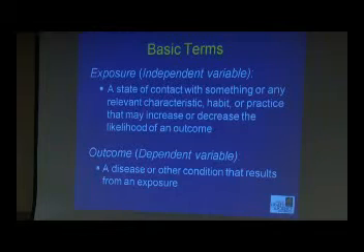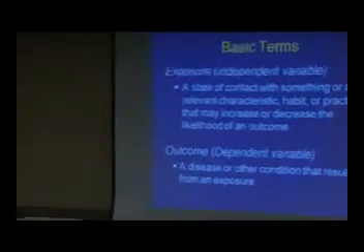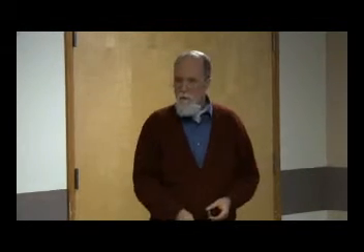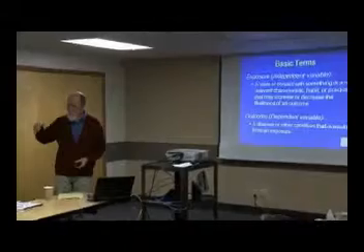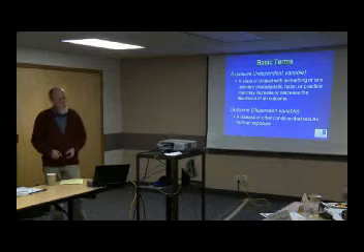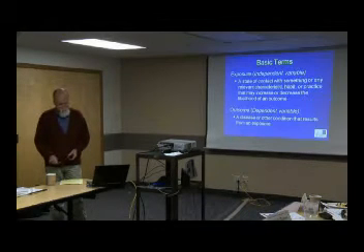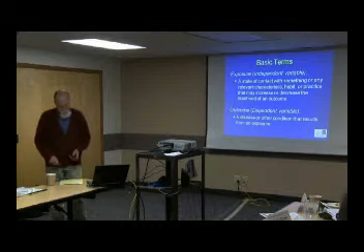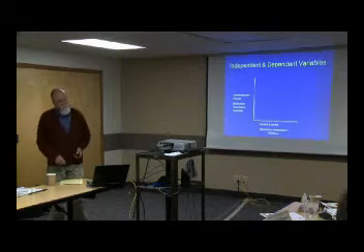But we also talked about the fact that an exposure and an outcome don't necessarily have to be a germ and a disease as such. It could have to do with socioeconomic status, which could be an exposure, and different kinds of outcomes that derive from that. So in review, an exposure is a state of contact with something or any relevant characteristic, a habit or a practice that may increase or decrease the likelihood of an outcome. We showed one where it increases, but it could also be associated with a decrease in an outcome. An outcome is the disease or other condition that results from the exposure, or lack thereof.